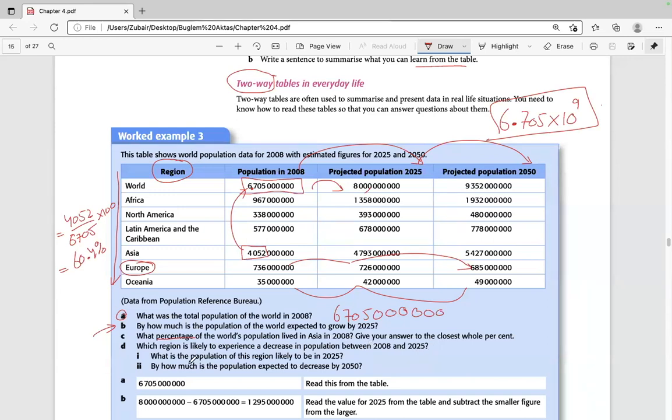And what is the population of this region likely to be in 2025? So that's right there in the table, 726 million. D second, by how much is the population expected to decrease by 2050? So by how much? That's the difference. And you were right in the first question, the B part, that they're asking about the difference.